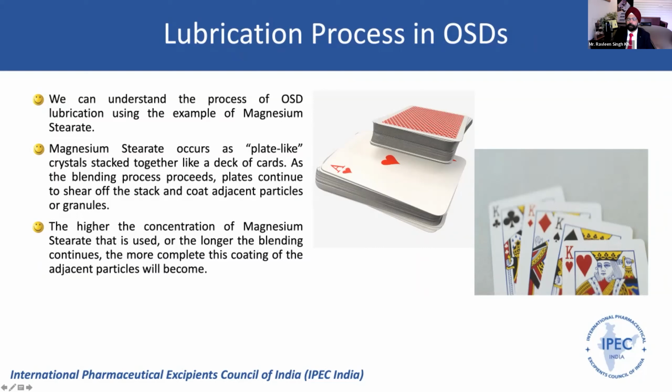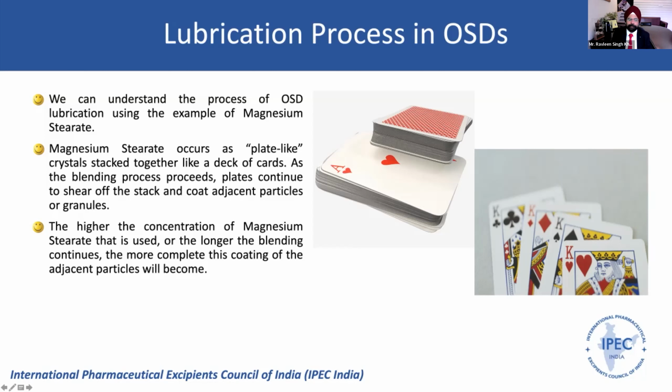Magnesium stearate occurs as plate-like crystals stacked together like a deck of cards. You can see a deck of cards in the center of the screen. Exactly like this deck of cards is a crystal of magnesium stearate, where one over other, the different lamella or plate-like structures are stacked together. As the blending process proceeds, plates continue to shear off the stack and coat adjacent particles or granules. Like we move the cards, the same way the individual layers or plates of magnesium stearate peel off or shear off, and then they coat the adjacent particles. That's how the lubrication process goes.